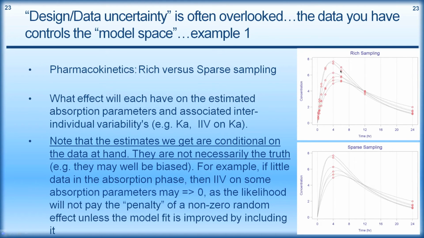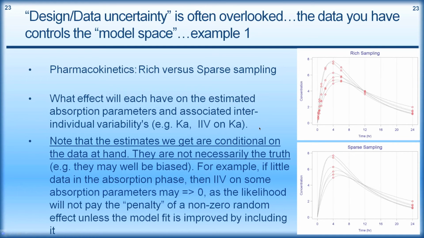So here, for this very simple absorption model, this rich strategy and this sparse strategy would both give reliable estimates of Ka and the IIV on Ka, but what would happen if we had a much more complex absorption process? It's important to understand that the estimates we get are always conditional on the data at hand. They are not necessarily the truth, so they may well be biased. For example, if there's very little data in the absorption phase and you have a very complex absorption process, then the IIVs on some of these absorption parameters may go towards zero, simply because the likelihood does not want to pay the penalty of a non-zero random effect unless the model fit is improved by including it.